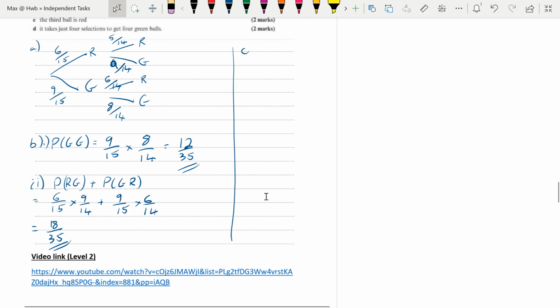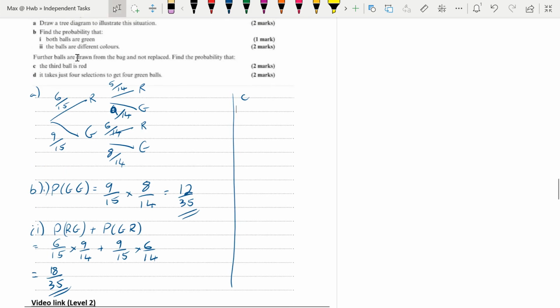Now, part C, further balls are drawn from the bag and not replaced. Find the probability that the third ball is red. Okay, so there's quite a lot of options here. For the third ball to be red, I could have any of these happen in the first place. So I can get a red and a green and a red, or a green and a green, and then my third one being red, okay? So those are my options.